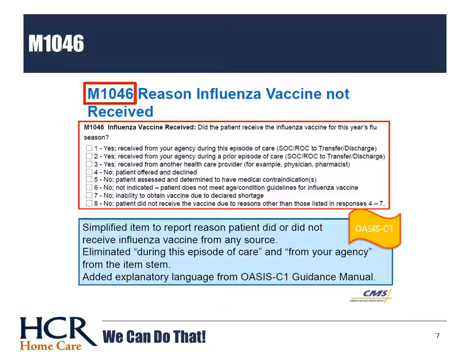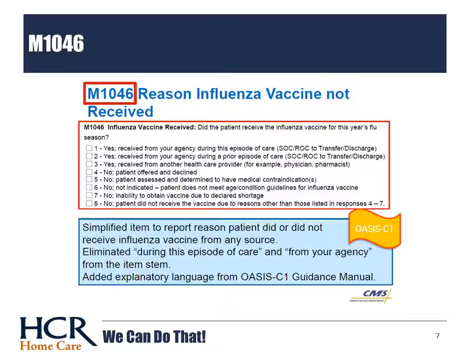If you indicated any part of the episode has occurred during the specified time frame of October 1st through March 31st, then you will be moved to question 1046, which now asks, did the patient receive the influenza vaccine for this year's flu season? You have 3 options for yes and 5 options for no. Options for yes include 1. Yes, received from your agency during the episode of care. Option 2. Yes, received from your agency during a prior episode of care.